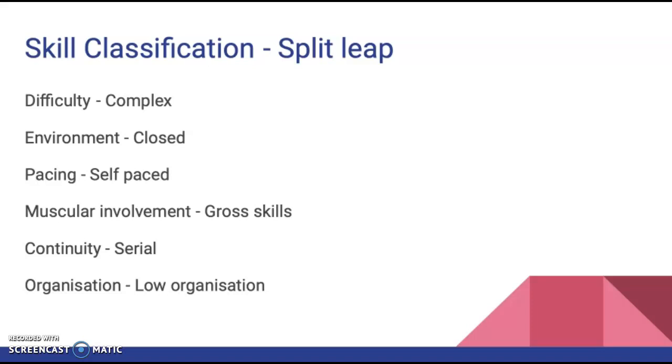The continuity would be serial, because a split leap in dance has elements put together to make a sequence of movements to make a skill a whole movement. This is because a split leap can be broken down into subsections, and then further subsections of the subsections, to be able to learn the skill most effectively.